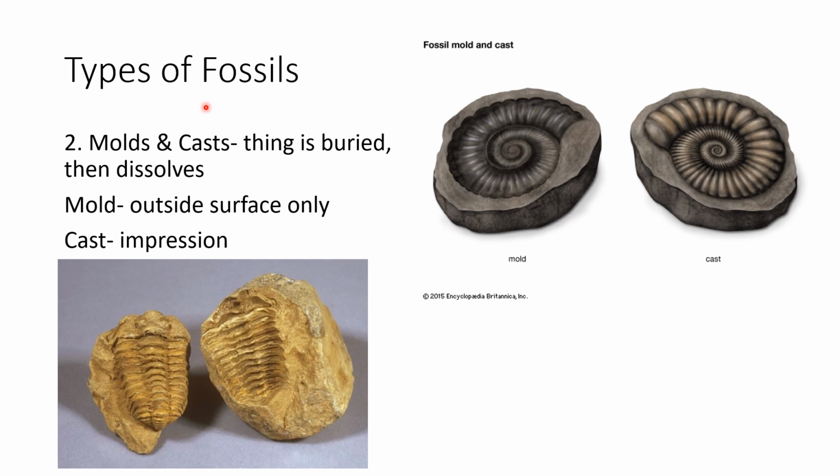So the second type of fossil is called mold and cast. So this is when the organism is buried and then the whole entire organism just dissolves away, leaving behind only an impression. So the mold part of a mold and cast fossil shows the outside surface. So this is like this piece here and this piece here. This is like if you had some clay and squished a seashell into it and then took the seashell away, you'd just get left with the imprint. That's the mold part. And then the cast is the impression of it, which is more of the 3D shape.